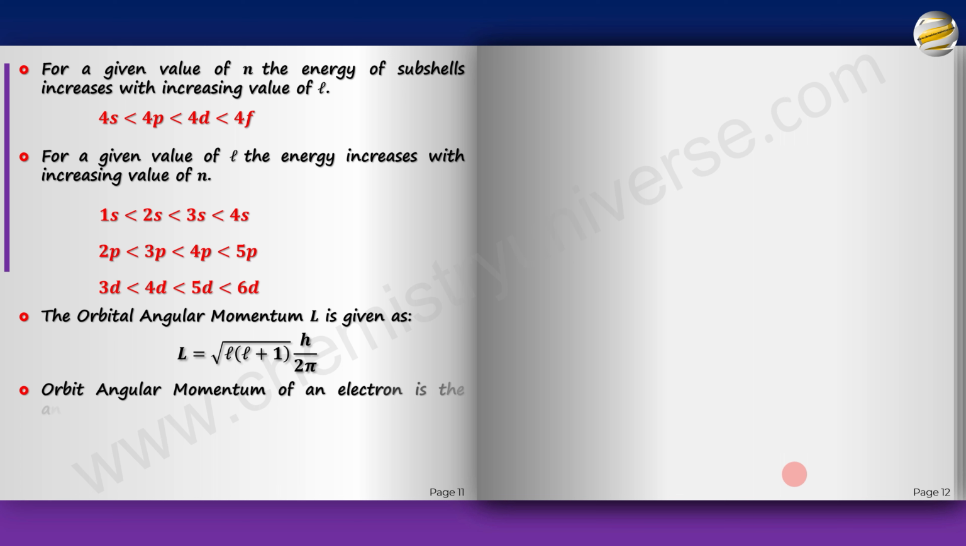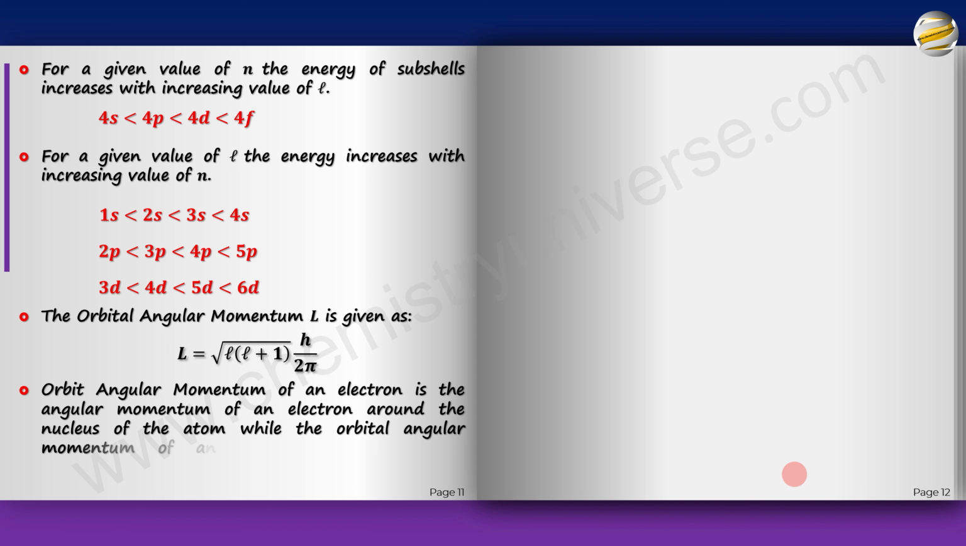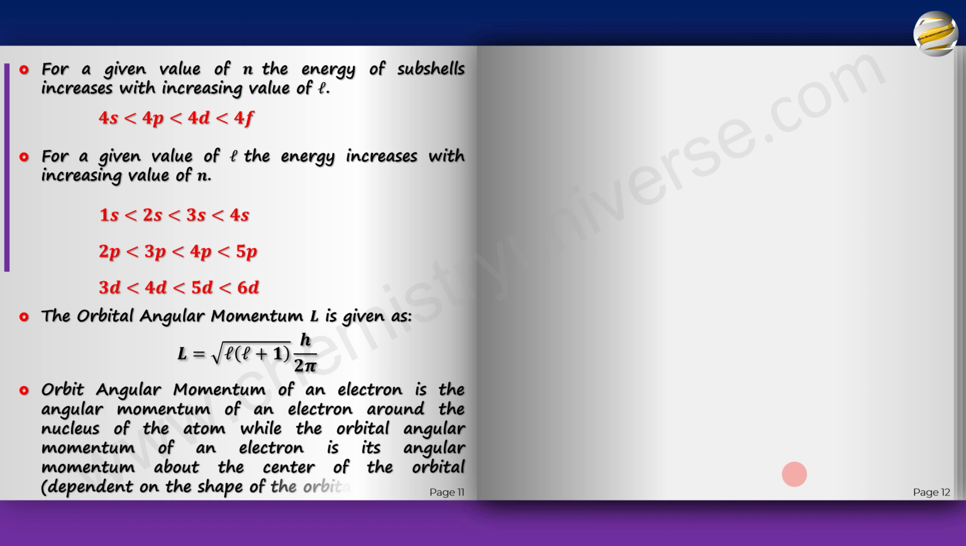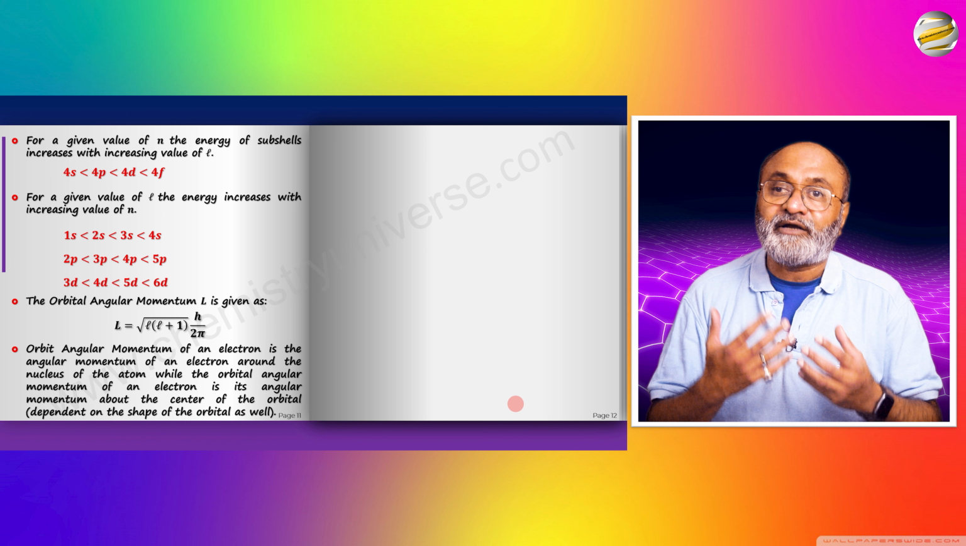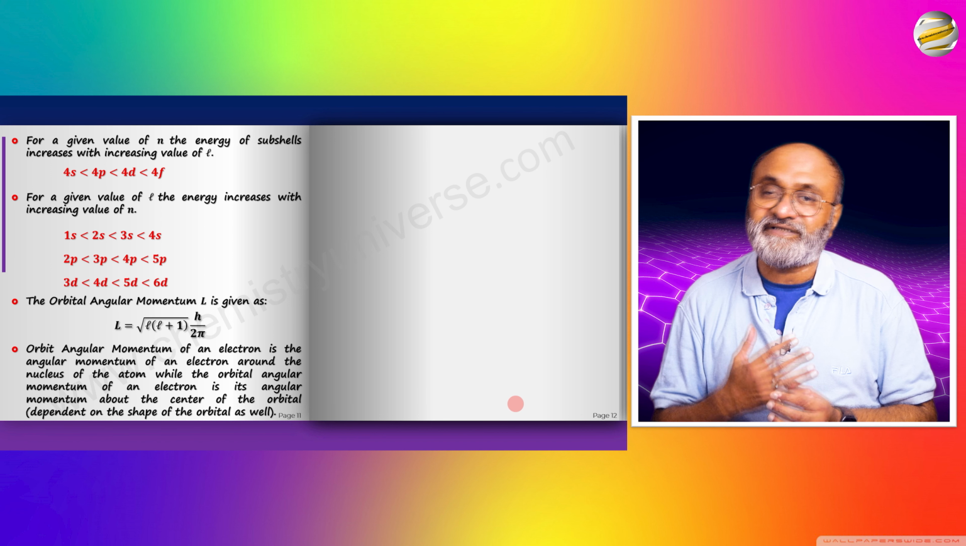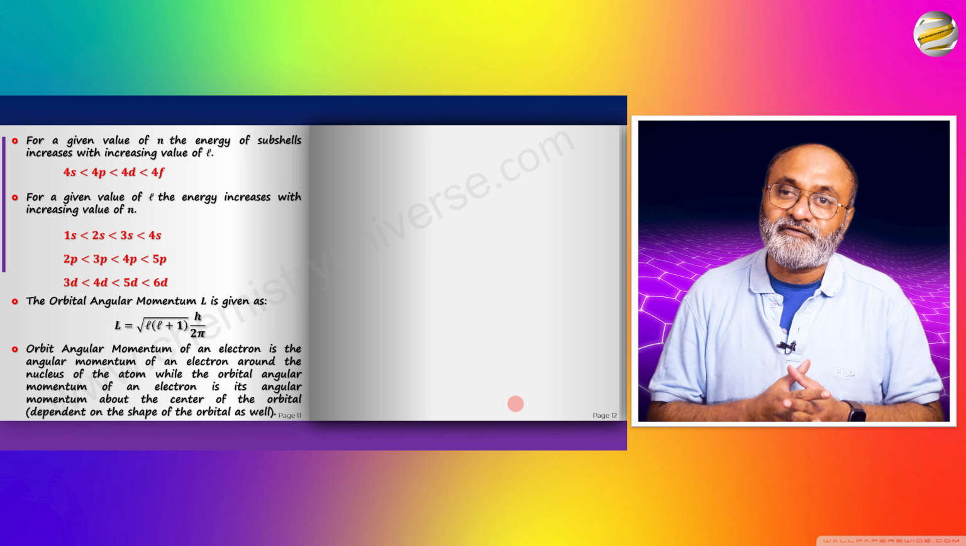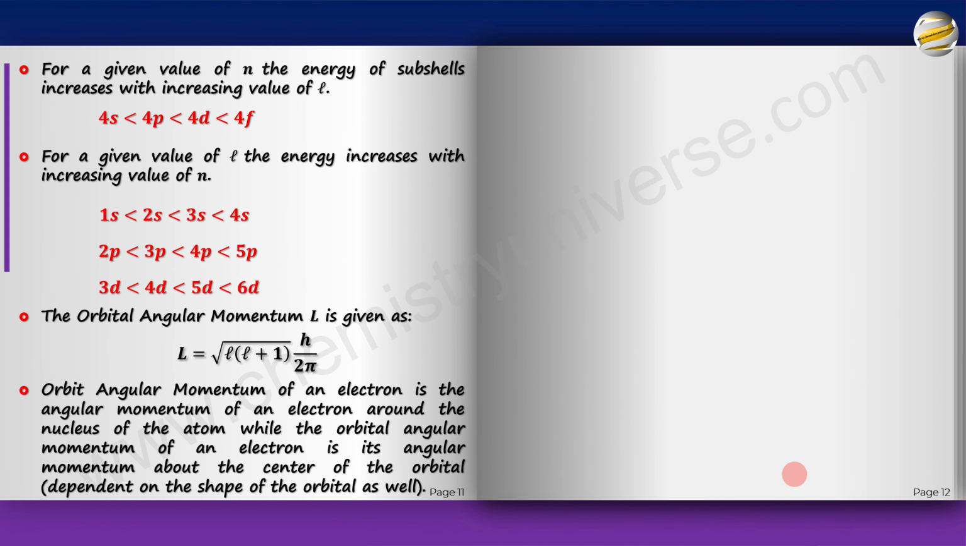Now, orbit angular momentum of an electron is the angular momentum of an electron around the nucleus of the atom, while the orbital angular momentum of an electron is its angular momentum about the center of the orbital, which is dependent on the shape of the orbital itself. So, the orbital angular momentum depends on the shape of the subshell, which is why it depends on the value of L. Now, the maximum number of electrons in a given subshell will be 2 into 2L plus 1.